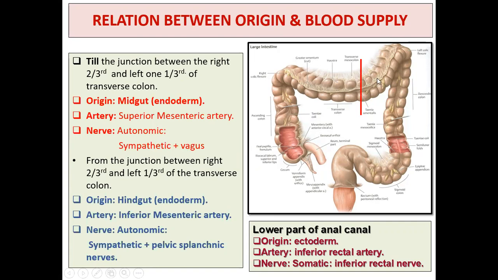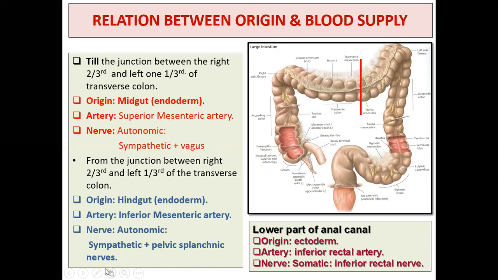Then from the junction of the right two-thirds and left one-third of the transverse colon, then the descending colon, the sigmoid colon, the rectum, all these are coming from the hindgut. They are developed from the hindgut, and hence they are supplied by the artery of the hindgut, that is the inferior mesenteric artery. And the nerve supply is also autonomic, just like that of the midgut, but it is sympathetic as well as the pelvic splanchnic, instead of the vagus.